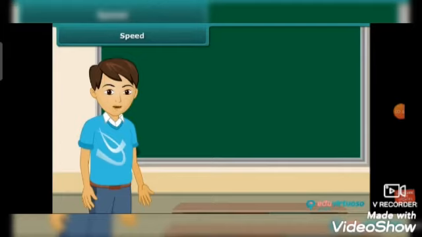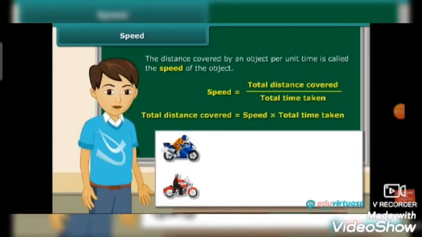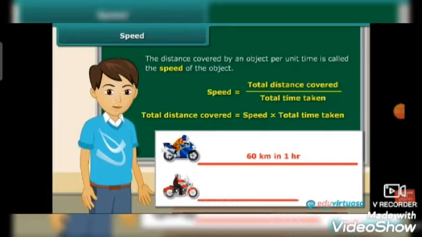So time is very important here. The object that covers greater distance per unit time is obviously faster. And this is the simple equation of speed: the total distance covered divided by the total time taken. Look, one bike shows 60 km per hour speed and another shows 40 km per hour speed. So of course we can say the first bike has more speed than the second one.